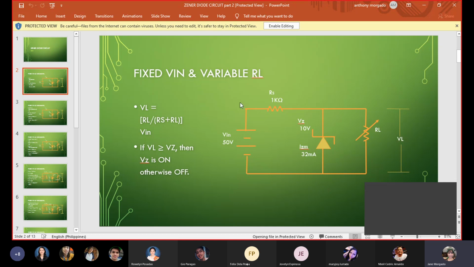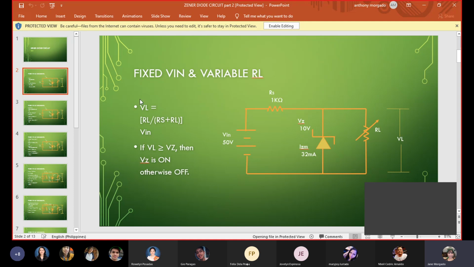Okay. So, with fixed V in and variable RL, hahanapin natin yung value ng RL such that the Zener diode will be on. So, para mag-on si Zener, dapat ang voltage across RL should be at least equal to VZ, which is 10 volts. Tama ba? Yes, ma'am. Okay. So, yun ang hahanapin natin.